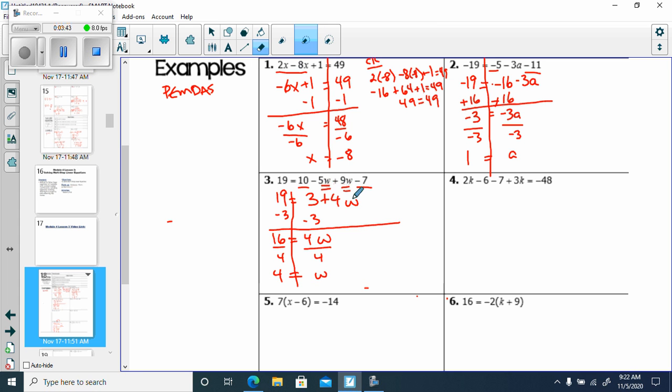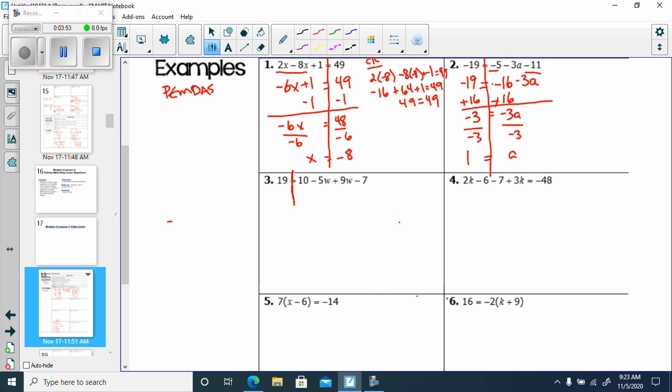Now let's look at number 3. Okay. We have to draw our line down through the equal sign to just separate our two sides. This is simple as it gets for the 19. But I've got some things I can collect like terms on here. I have a 10 and a negative 7. Neither one of those have variables. Then I have a negative 5w and a 9w. Okay. So let's do this. 19 is equal to 10 minus 7, which is 3. Negative 5w plus 9w is 4w.